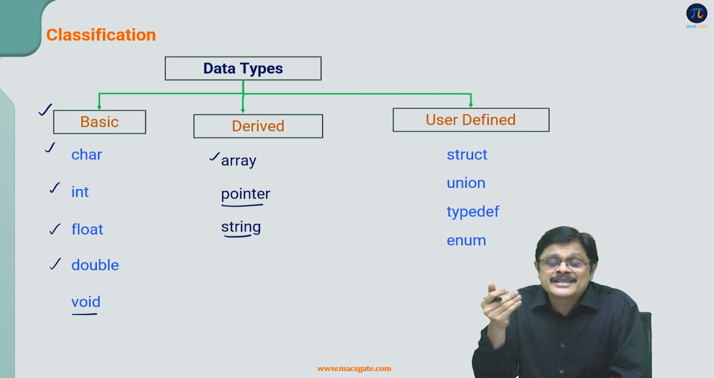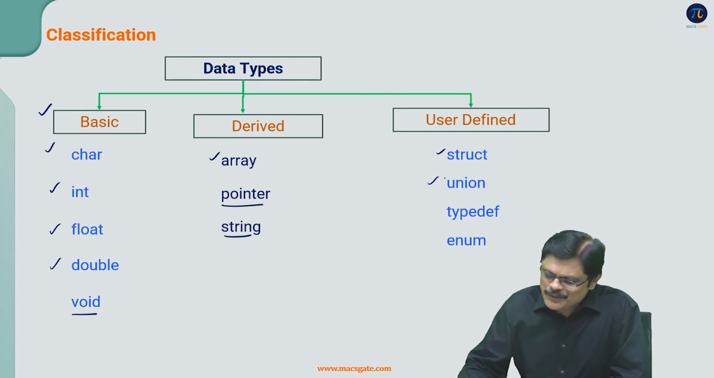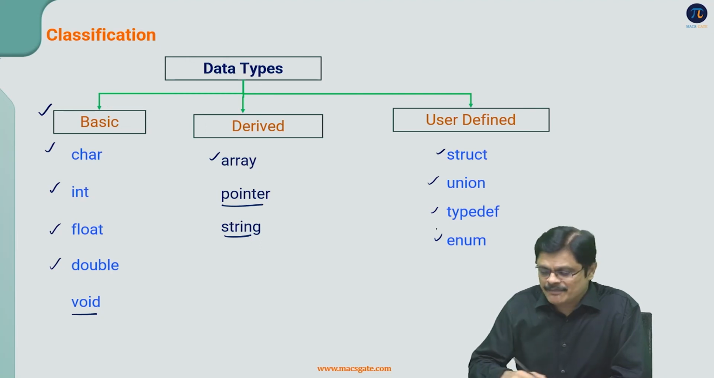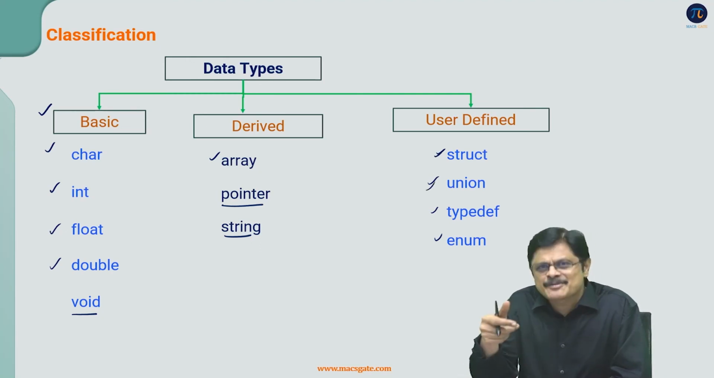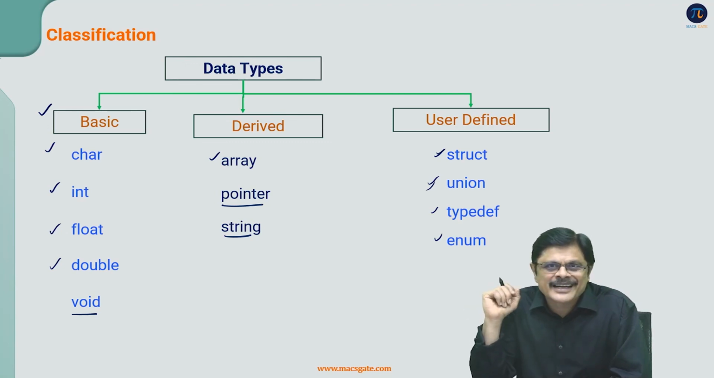The other one is the user defined data types. These are the constructs provided by the C language to create your own data types, like struct, union, typedef and enum. Struct and union are mainly used. Typedef and enum are for special purposes; we'll discuss them when we talk about the user defined data types.